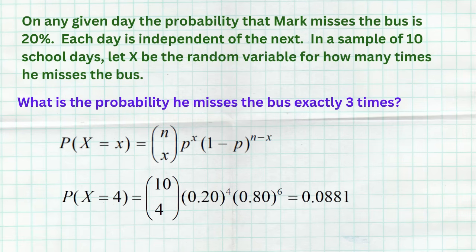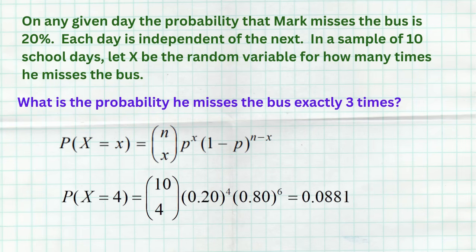Then we have our success, 20%, raised to 4 because we need 4 of those successes. And then the remaining 6 trials are going to be failures. 10 minus 4 is where we get that 6 from. So that's the 0.8 to the 6. So we have the number of combinations, 10 choose 4, success, 0.2 to the 4, and then the remaining 6 are all going to be failures, which is 0.8 to the 6. And using our calculator, however you want to calculate that, we get 0.0881.